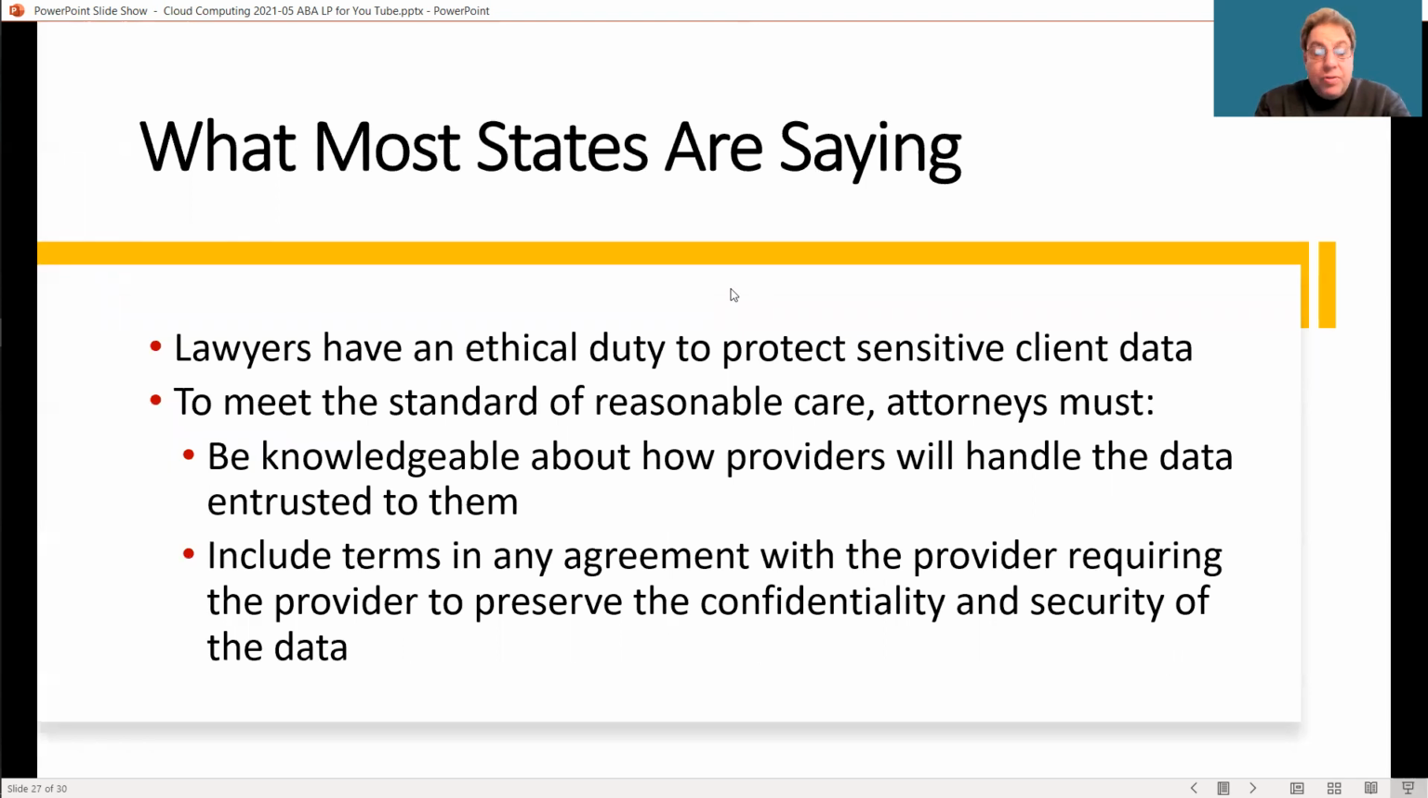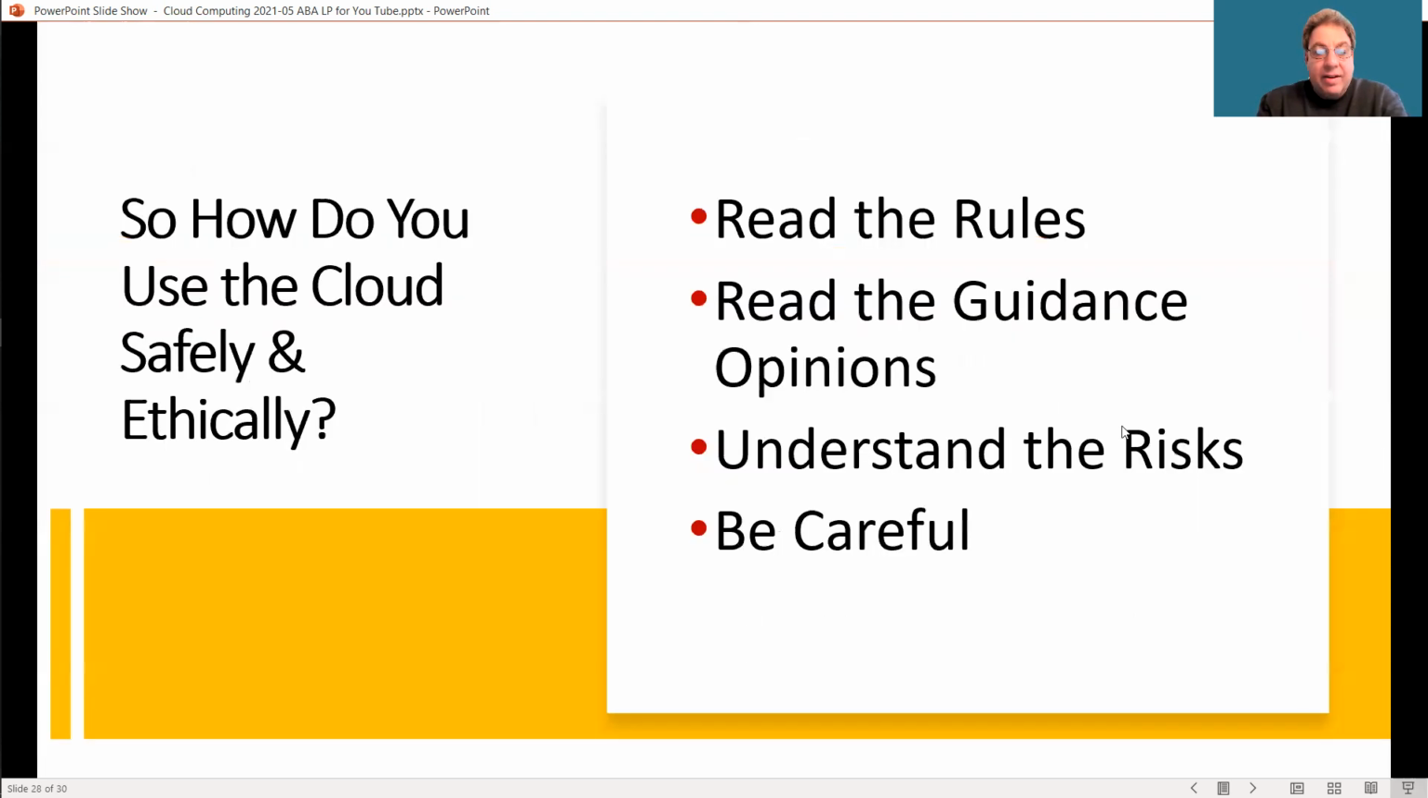Most states agree, and no one I think would disagree, that we all have as attorneys an ethical duty to protect sensitive data. And you have to understand then, or have a reasonable basis to know, how your providers are going to handle the data that you give them. And if you don't understand, then you may need to bring in a consultant or someone else to review that information because you are obligated to protect it. And you need to include and review the terms of service with the provider, because they must agree to preserve the confidentiality and security of the data. There are a lot of other suggested terms that you want in those agreements. You can see more information about them in the state ethics committees.